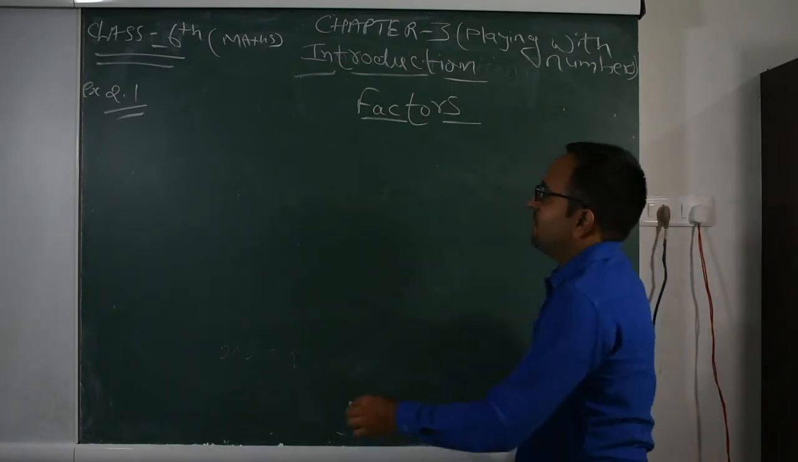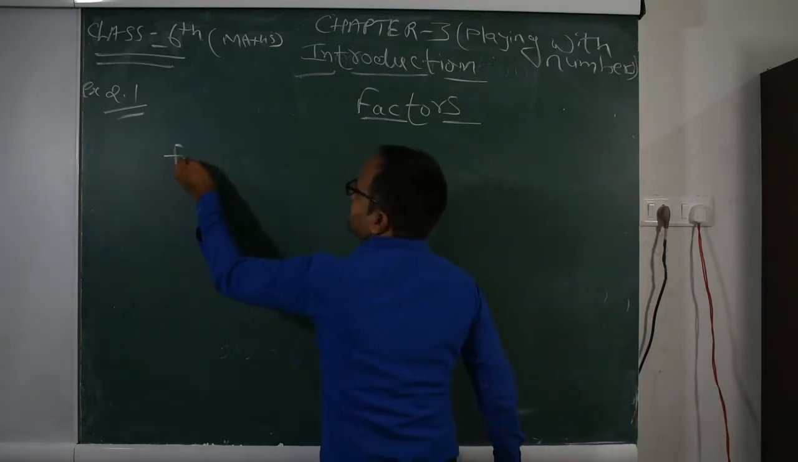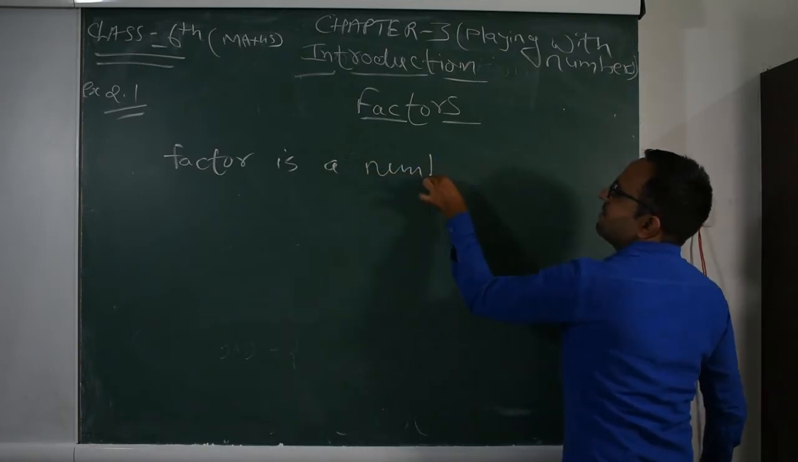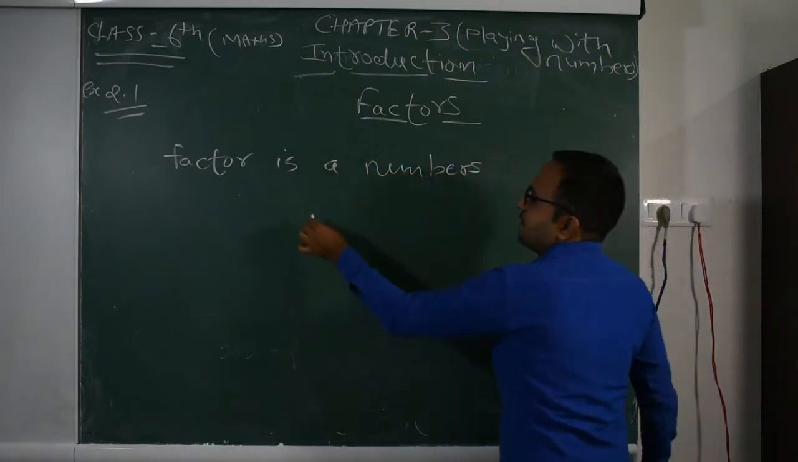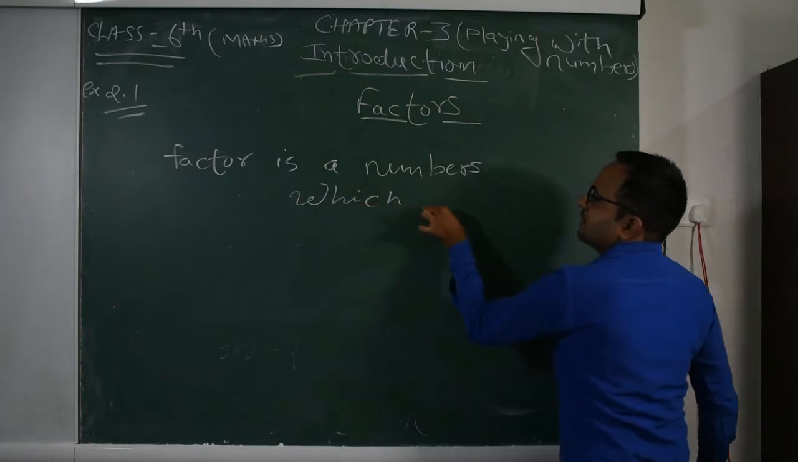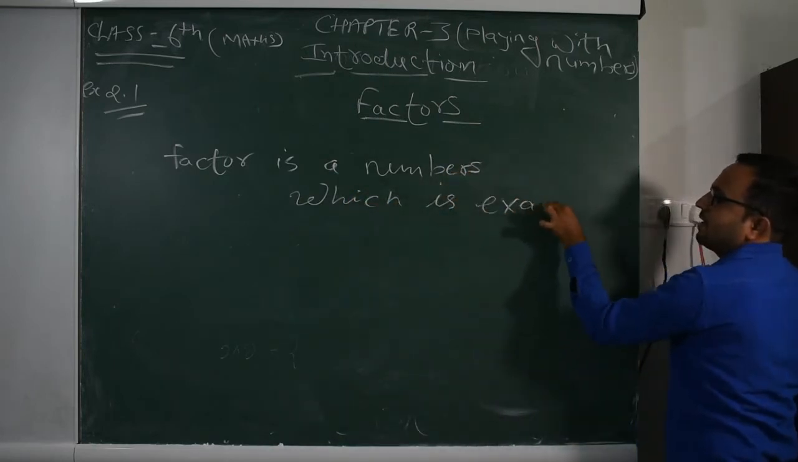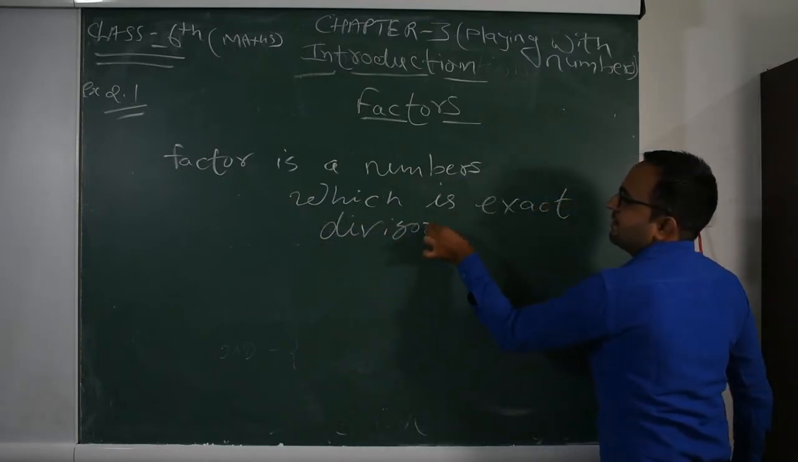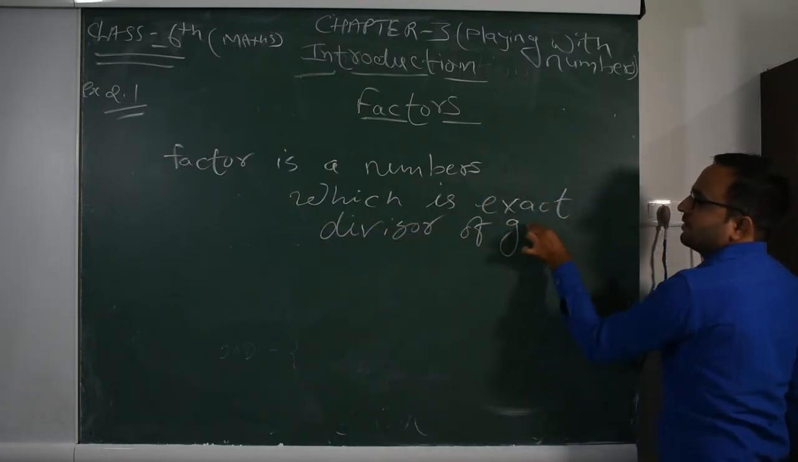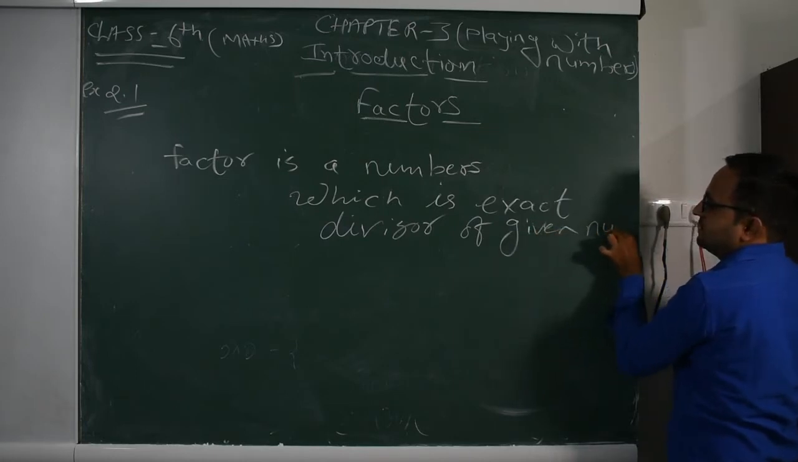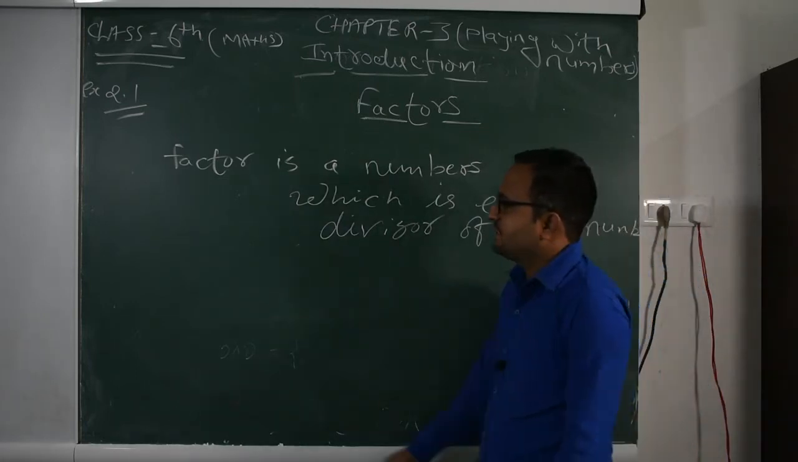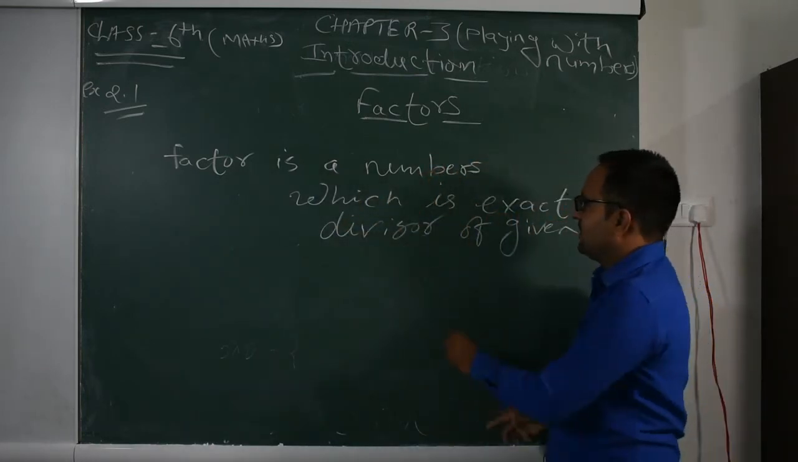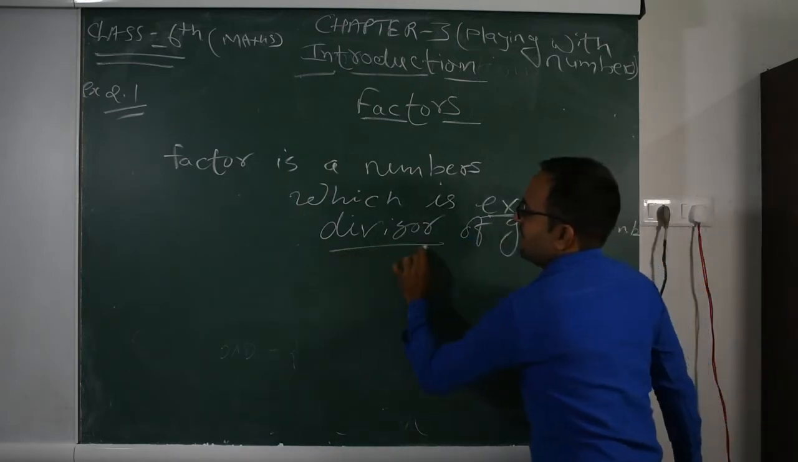So factor, what is a factor? A factor is a number which is an exact divisor of a given number. That means a factor is a number. A factor is a number which is an exact divisor. A factor is an exact divisor.